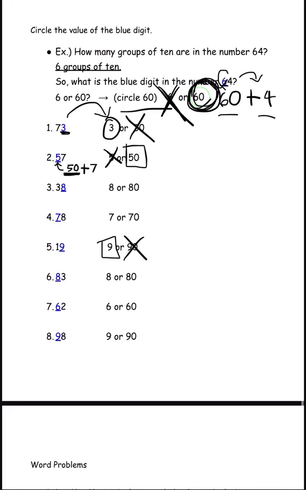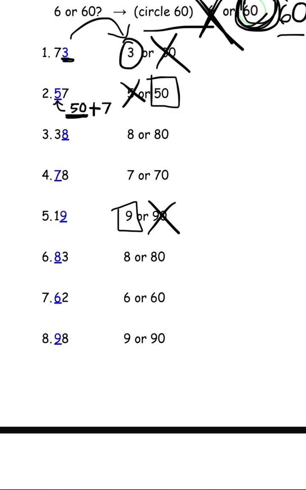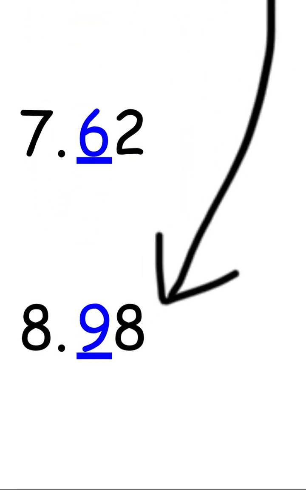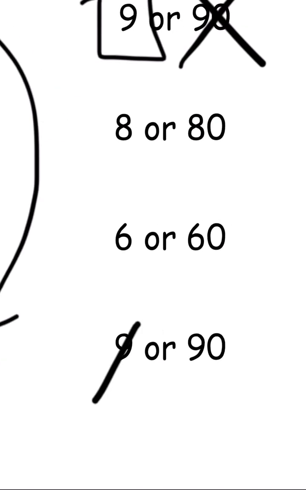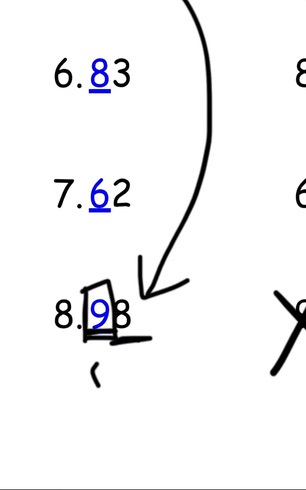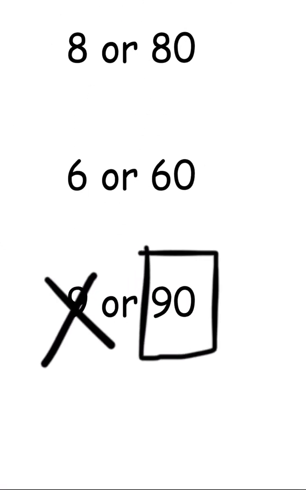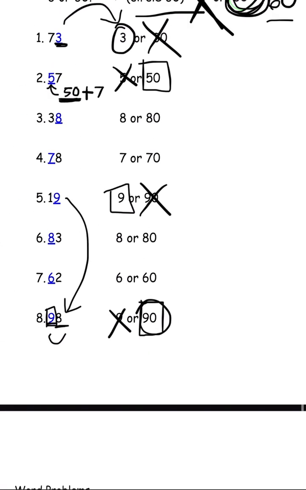And lastly, let's look at number 8. Again, it's the same number 9. Same number 9 is underlined, but you can see that it's on a different place value. So it's not underlined on the ones place value, but it's on the tens place value. So it's going to be 90, not 9, right? Because it's 98, not 9. So we need to circle 90 for number 8.